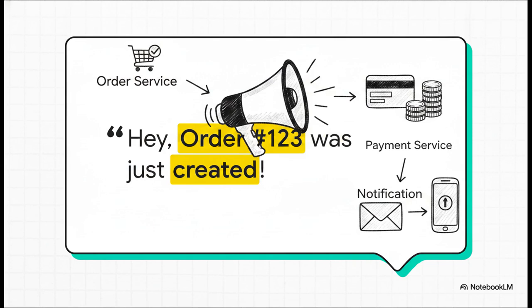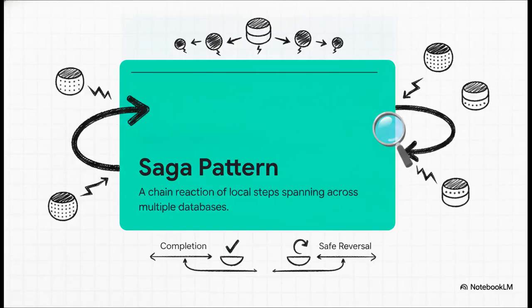They use event-driven architecture. So instead of the order service calling payment and waiting on the line, it basically just shouts into a megaphone, "Hey, order 123 was just created." The payment service hears the shout, processes the card, and shouts back that it went through. Then the notification service hears that shout and automatically emails you a receipt. It's incredibly efficient.